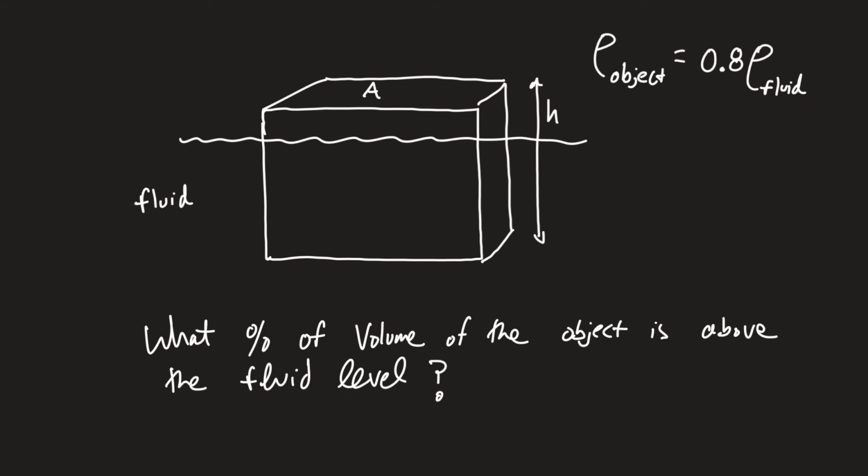All right, let's look at one more idea here with the buoyant force. Now we have an object that is partially submerged. So it's this big object here, and there's fluid everywhere, and it's just floating. I'm telling you that the density of the object is 0.8 times the density of the fluid. And I've given a dimension for the cross-sectional area of this object, and then the height of it as well from top to bottom. The question you have to solve is what percent of the volume of the object is above the fluid level? I've given you enough information to theoretically do that.